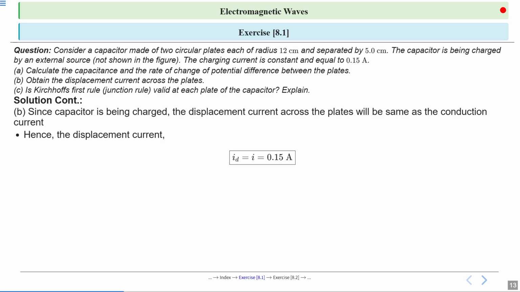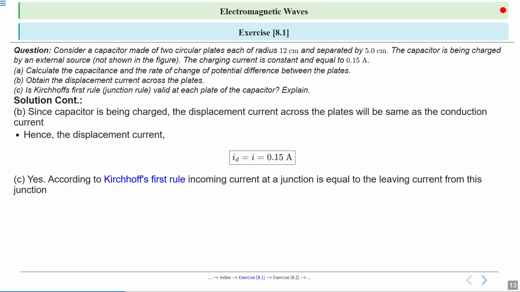The conduction current, it is given in the question, is the charging current that is charging the capacitor. It is given as 0.15 ampere. So the displacement current will be equal to 0.15 ampere.